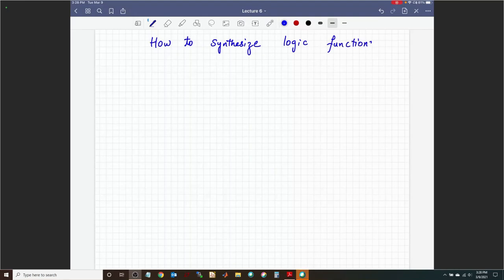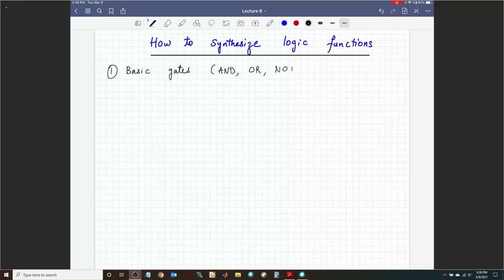So let's try to write an exhaustive list here. How many different ways have you learned to synthesize logic functions? I will start you off. Basic gates: AND, OR, and NOT. If I use these basic gates, I can synthesize a logic function. Any logic function I can synthesize using these basic gates.